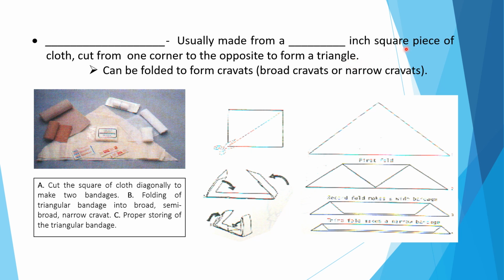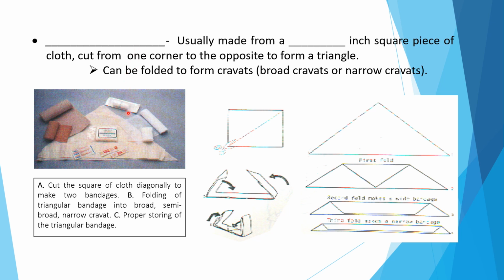So I guess you already hold your bandage by now. Cut from one corner to the opposite to form a triangle. It can be folded to form cravats, broad cravats, or narrow cravats. This picture here is known as your triangular bandage. And this one, what color is this? This one is your roller bandage. And this is also your square gauze pads, or your rectangular gauze pad. And we have your band-aid here.